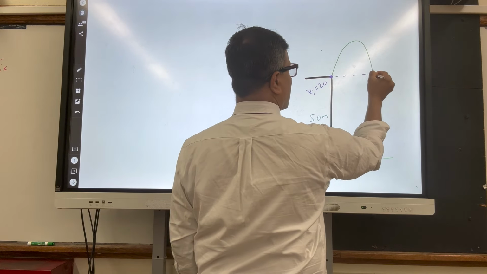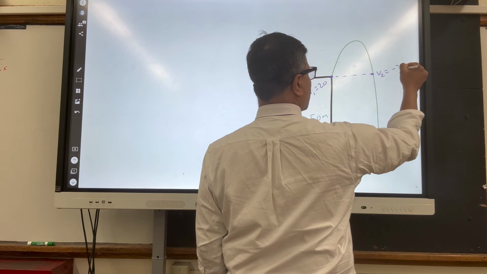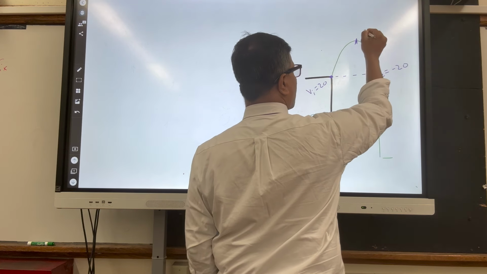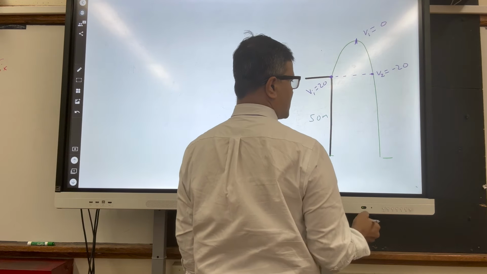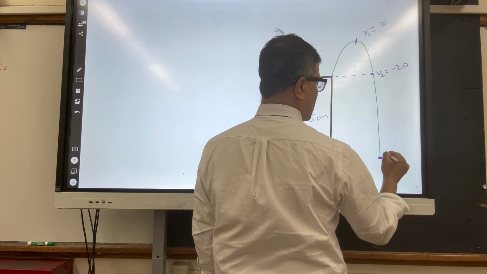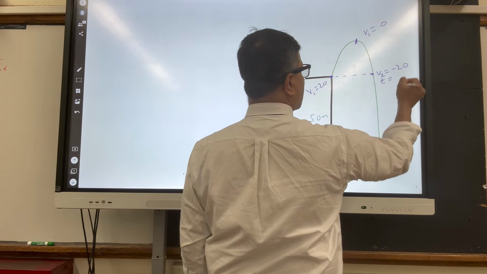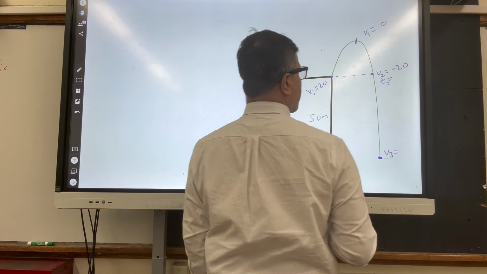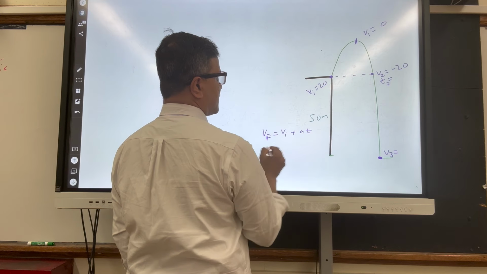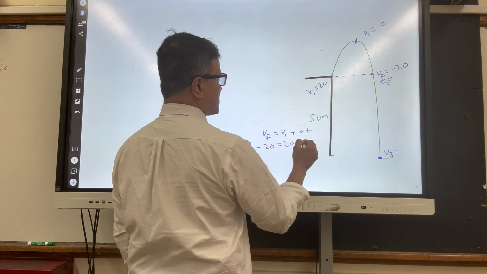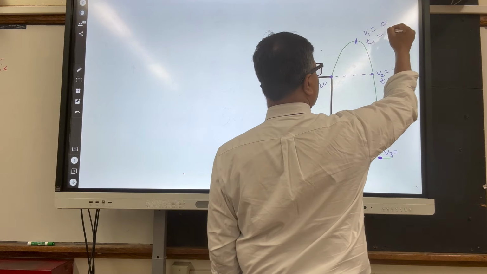So what is the velocity over here? Velocity at location 2, negative 20. What is the velocity at location 1? Oh, 0. What is the velocity at location 3? We don't know. We'll find out. Time over here. Well, time 2 would be easy. Vf is equal to Vi plus at. If this is negative 20, this is 20, this is minus 20, so this is 4. Then this must be 2.